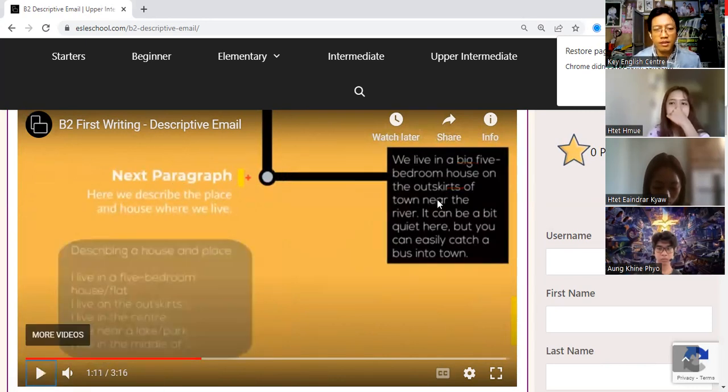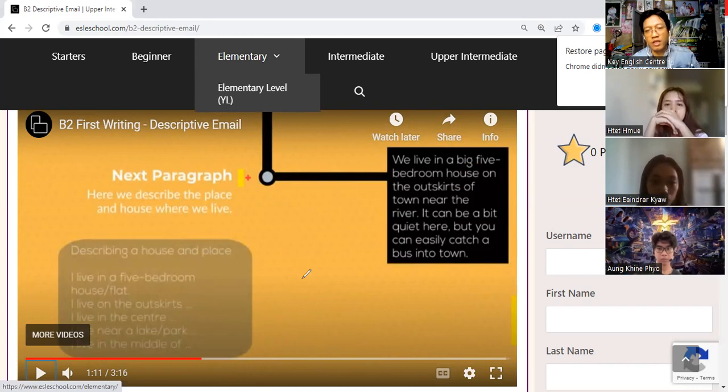Yes, students, take a look at this one. This black one. What is written? What is the key point? Would you like to know? We live in a big 5-bedroom. It means that in my house, there are 5 bedrooms. But that is not a good way to write it, so we better write it like that. A big 5-bedroom house. There is no S here. A big 5-bedroom is a compound noun. Big 5-bedroom, there is no S. So where is the house? On the outskirts of?